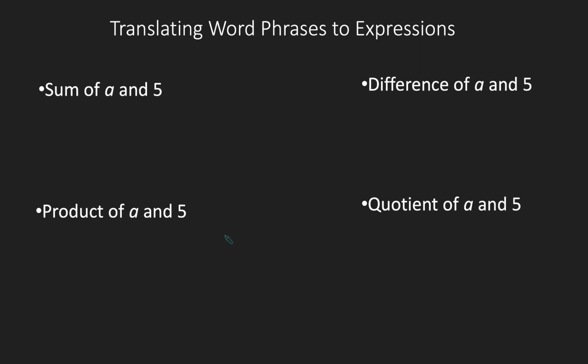Today we're going to be translating word phrases to expressions. Let's begin. So my first expression says sum of A and 5. Now sum means to add, so we're adding two items. So we can write this as A plus 5, because the operation has to go between your A and your 5.